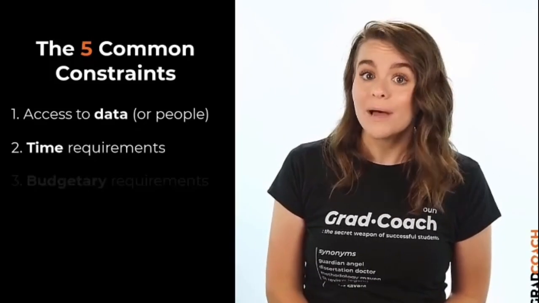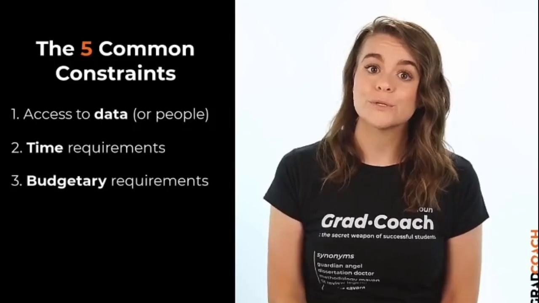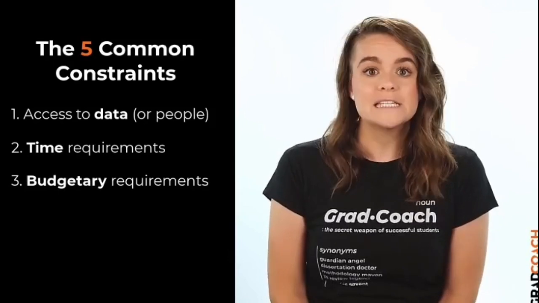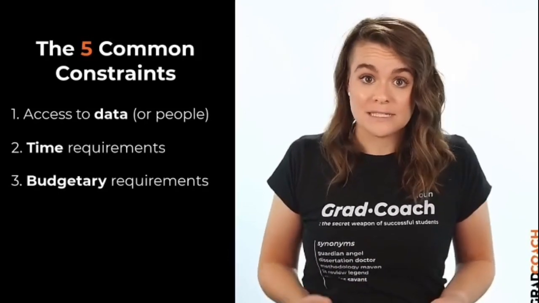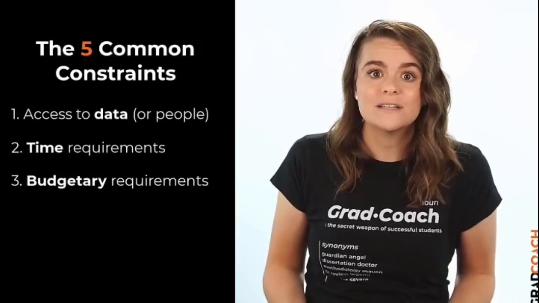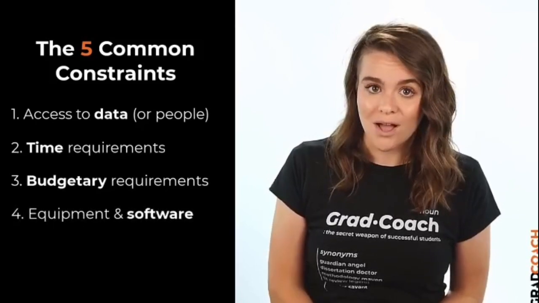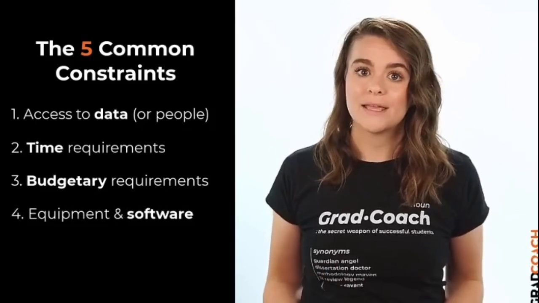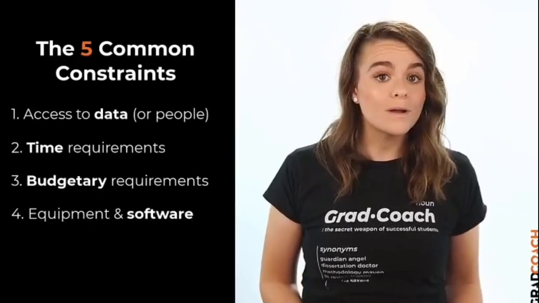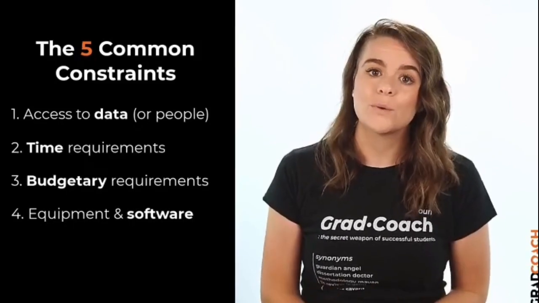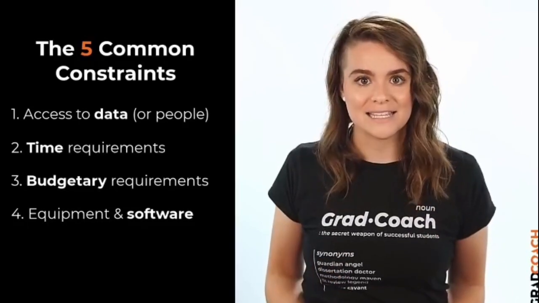Number 3, money. What financial resources will you need to execute your research design? Will you need to spend money on participation incentives, travel costs, snacks and drinks, meeting facilities, or other services? Number 4, equipment and software. What equipment might you need for collecting data? For example, lab equipment or recording equipment. What software will you need to analyze the data, and how will you get access to this?